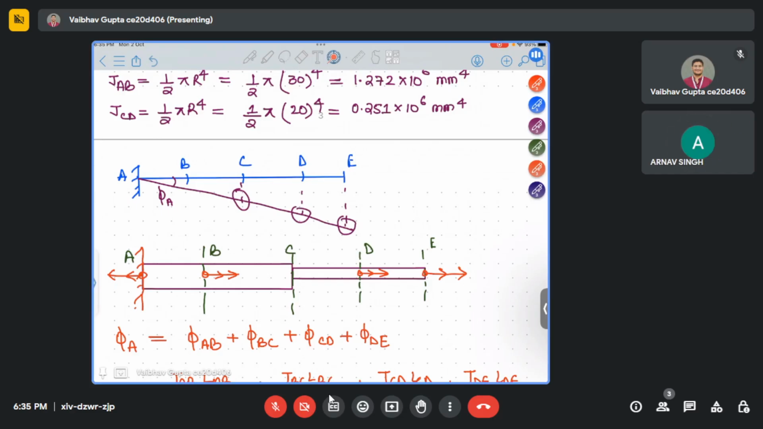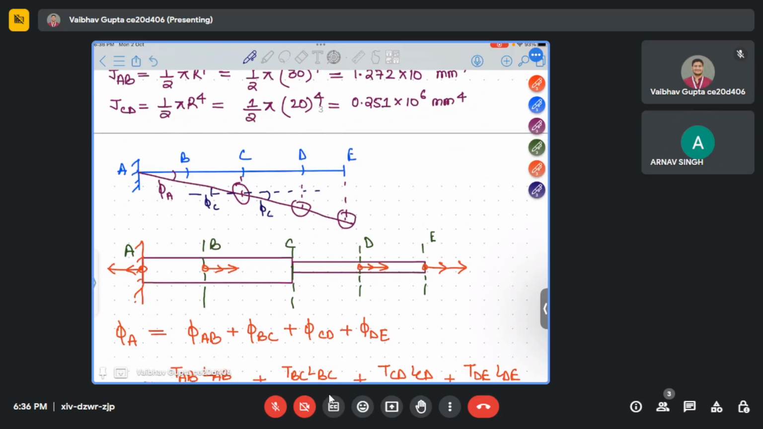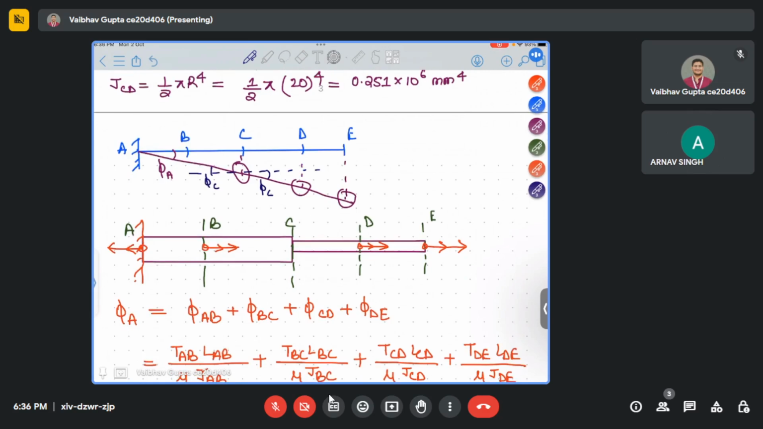Now you have to go for the C thing. So for C, which angle of twist will you take? See, if I draw this line, this angle is phi C, the angle of twist. Or this angle can be phi C because of vertically opposite angles. So for phi C, we'll take AB and BC.